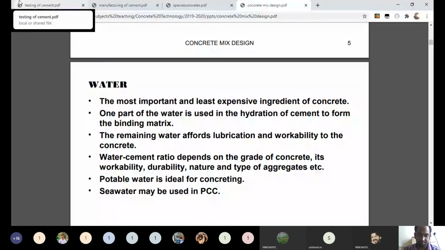So that is the basic parameter of water that we should know before we use it for mixing concrete. Understand?